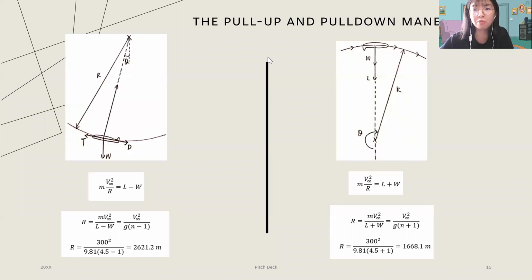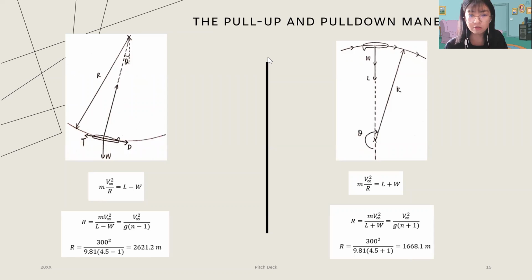Next are pull out and pull down maneuvers. At our left side is the pull out maneuver and right side is the pull down maneuver. From the figures, we can see the difference between pull out and pull down maneuvers. For pull out, the centripetal force is equal to lift minus weight, while for pull down, the centripetal force is equal to lift plus weight.